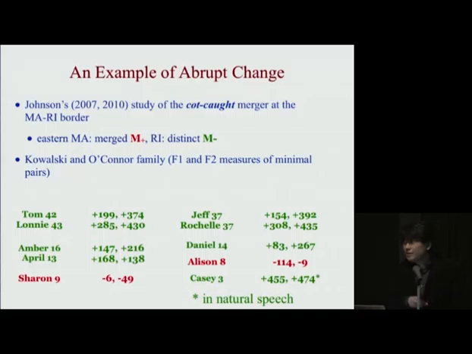But Rhode Island has traditionally been a distinct system. So there, the two vowels of cod and cot are actually different. Dan Johnson, a recent graduate at Penn, went to some of the neighboring towns, and he found that if you take one family, take the parents, and take the F1 and F2 measures and the absolute value of the difference, you can see they're very, very different. That's even true for teenagers. But if you look at a 9-year-old, the two vowels are essentially the same.